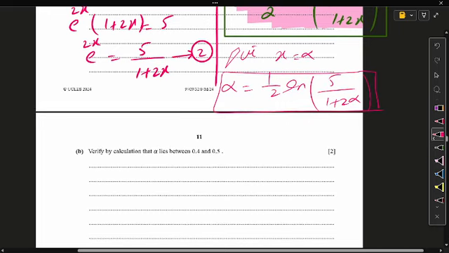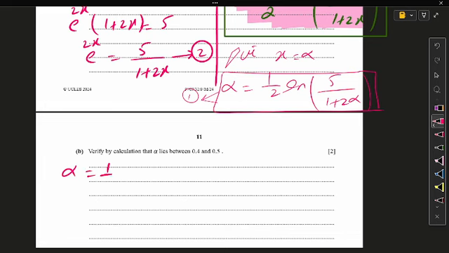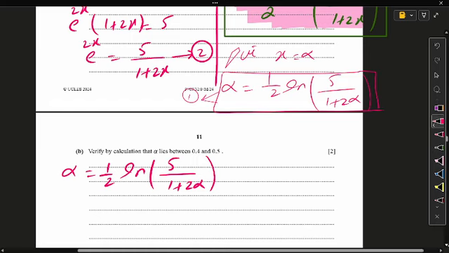For the second part, what you have to do is verify by calculating the value of alpha, and you have to show that its answer should lie between 0.4 and 0.5. You have to consider the equation that you proved in the A part, that is equation number 1. So just write it down: alpha is equal to 1 by 2 ln of 5 over 1 plus 2 alpha. That is the value that you get from the A part.